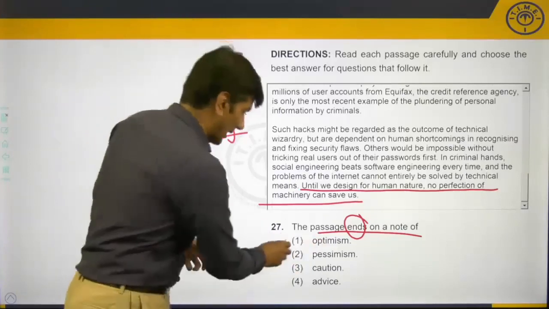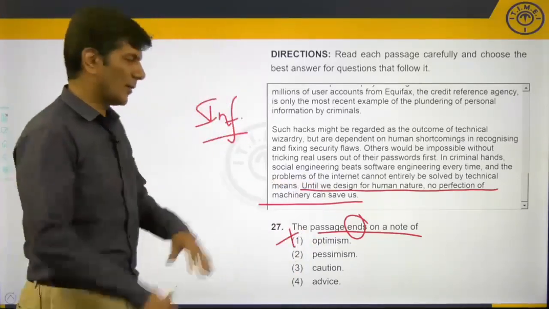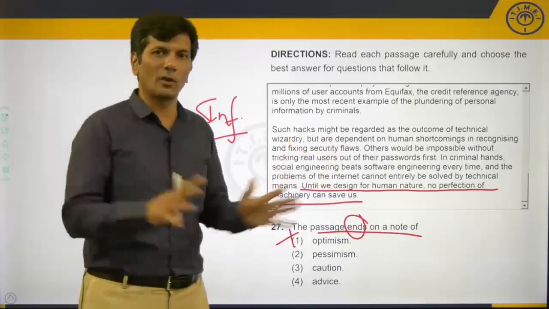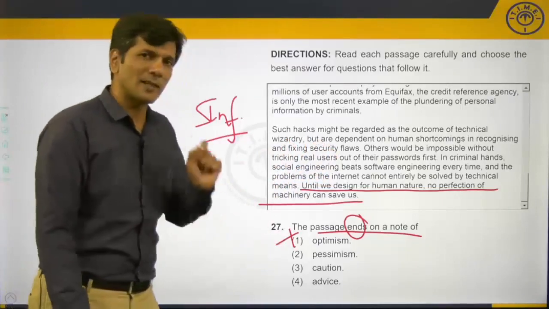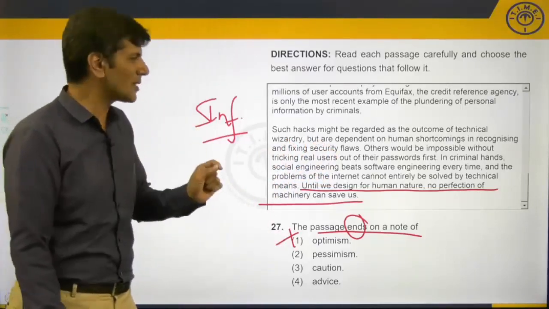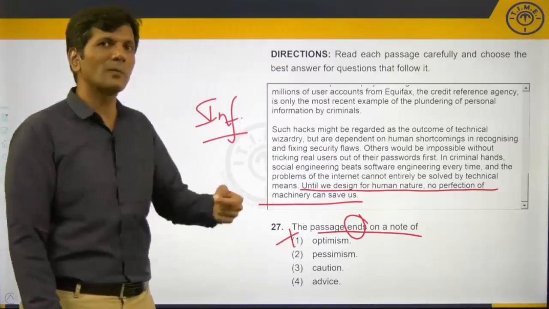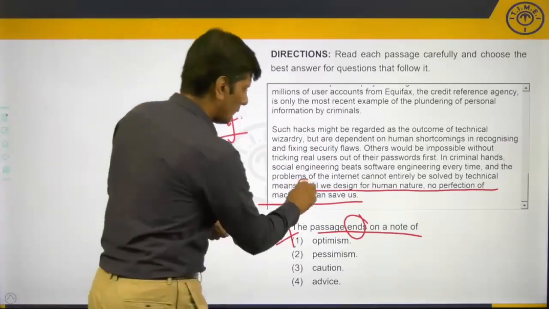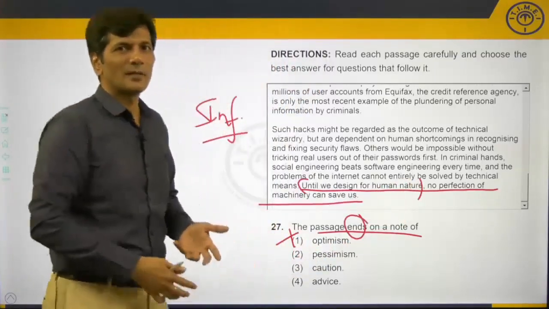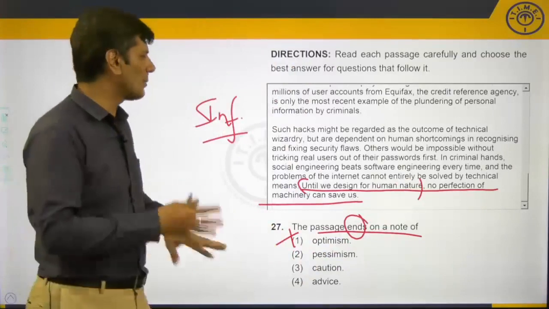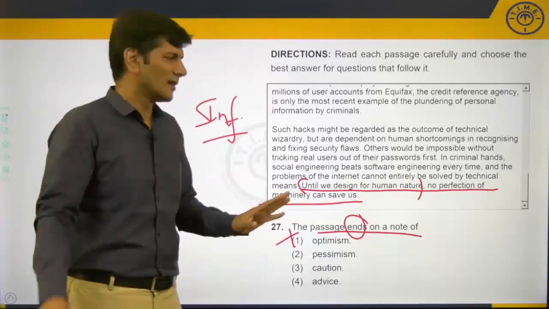Optimism can be eliminated because this is not ending on an optimistic note at all. An optimistic note would be, don't worry about anything, we're all safe now, we are going to be safe tomorrow also. Pessimism is a very close option, but this is only a trap here. Pessimism would be the right option if the last part of the sentence did not have this conditional part. If the author simply ended by saying that no perfection of machinery can save us, then that would be completely pessimistic.